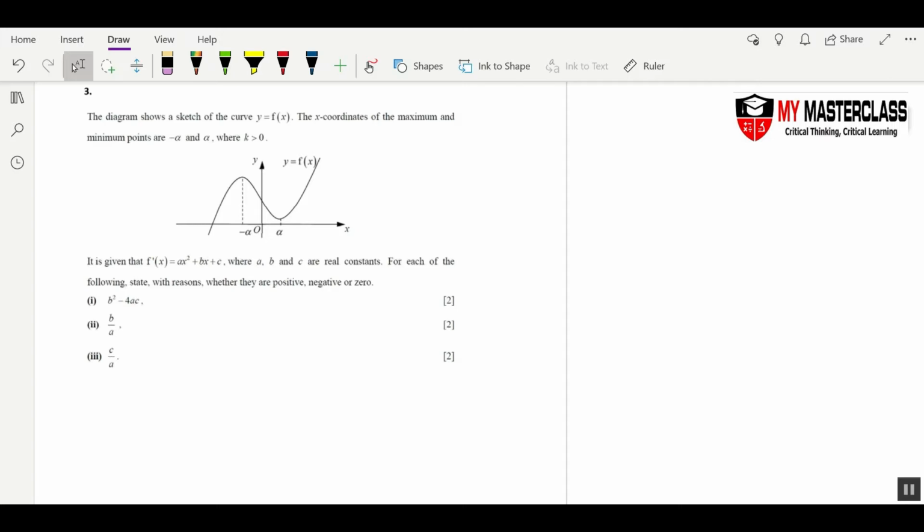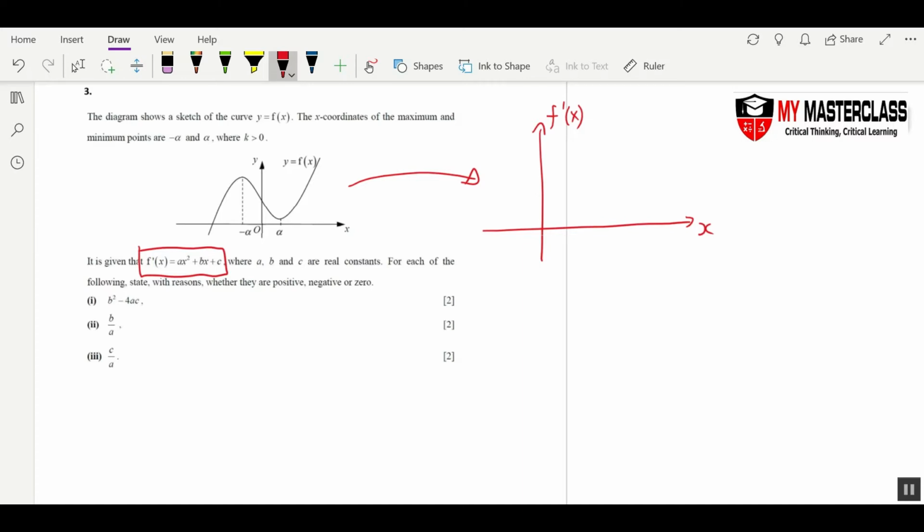So you have y equals to f(x), and they tell you that the maximum point is at negative alpha, the minimum point is at alpha, okay? And they say that if you differentiate it one time, f'(x) is a quadratic equation because it's ax squared plus bx plus c, okay? Now, if I convert this to an f'(x) graph, so let's draw this, against x. First thing first, what is the first most important thing you must look out for? Turning point. So the turning point is at negative alpha, means your f'(x) equals to 0 at negative alpha. That means it will intersect here, and also it will intersect here, okay?